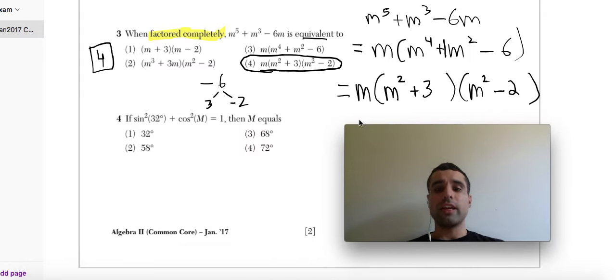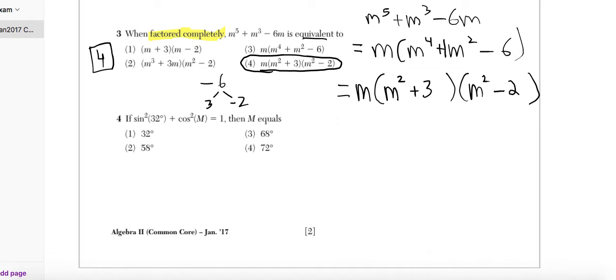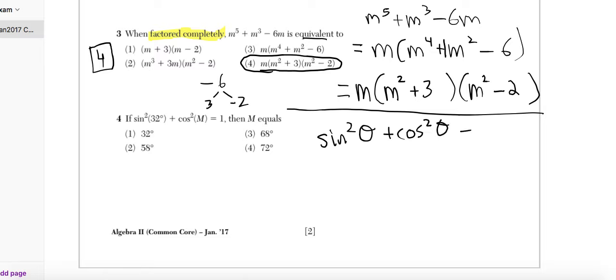Number 4, I'll minimize me for now. If sine squared of 32 degrees plus cosine squared of m is equal to 1, then what does m equal? Guys, all we're doing is using the fact that sine squared of any angle plus cosine squared of that angle is equal to 1. So m has to be the same as 32 degrees. So it's choice 1. Okay?